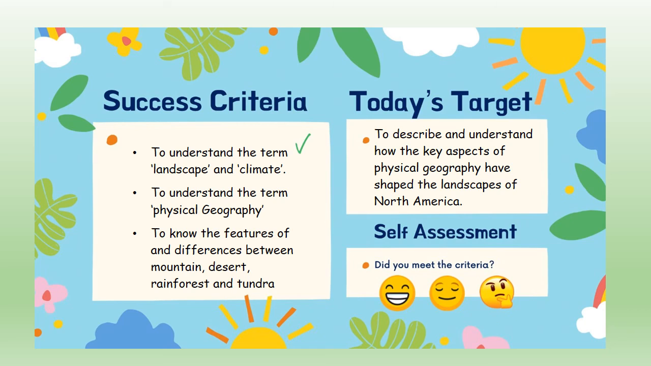Let's have a think back over what we've learned this lesson. Would you be able to tell me what landscape means? And physical geography? And did you manage to draw a picture and write a sentence about the mountains, deserts, rainforest and tundra? I hope so, and I'm sure you did.